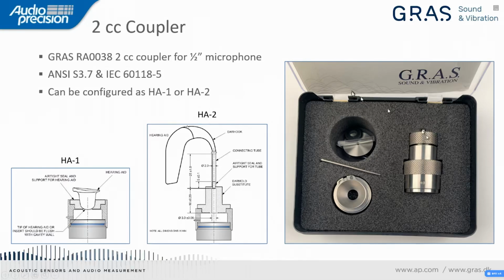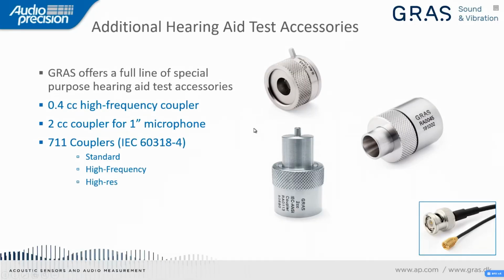Now, in addition to the accessories that I've shown, Grass has quite a variety of additional accessories that are available for hearing aid test. First of all, Grass is primarily a microphone manufacturer, and they have several models of pressure microphones that are available. In addition, there's this 0.4 cc coupler that's used for higher frequency measurements. This is important for testing hearing aids for children, for example. And I believe there's a new standard coming out which will adopt this as the standard for hearing aids for children, for testing those rather.